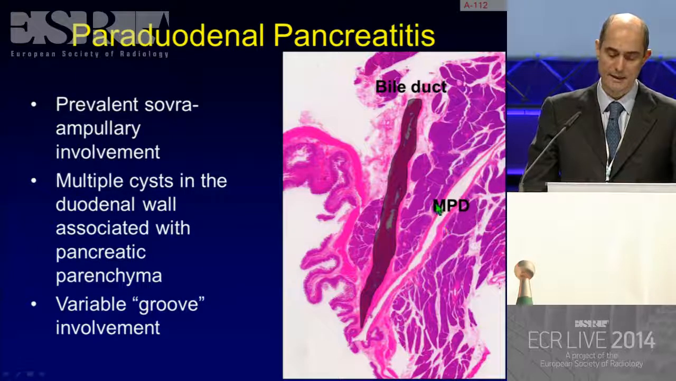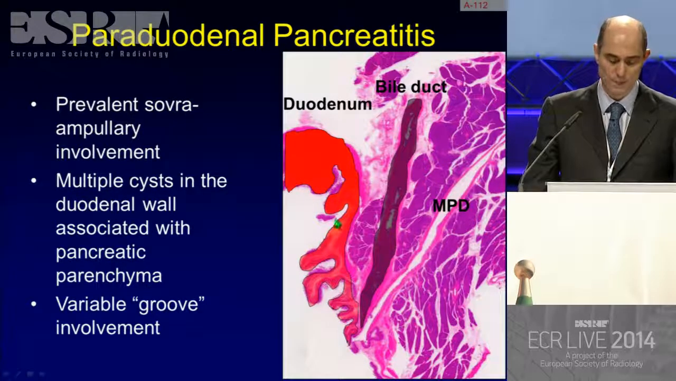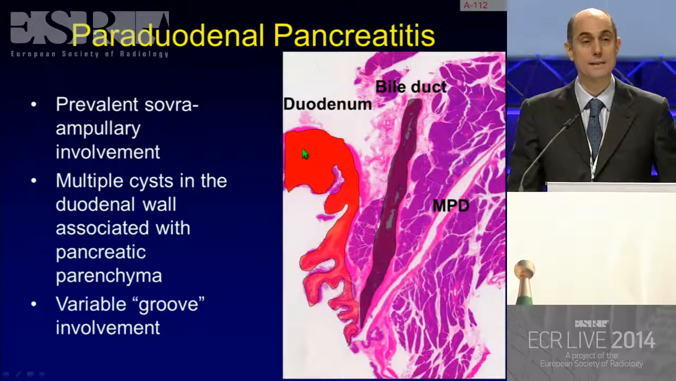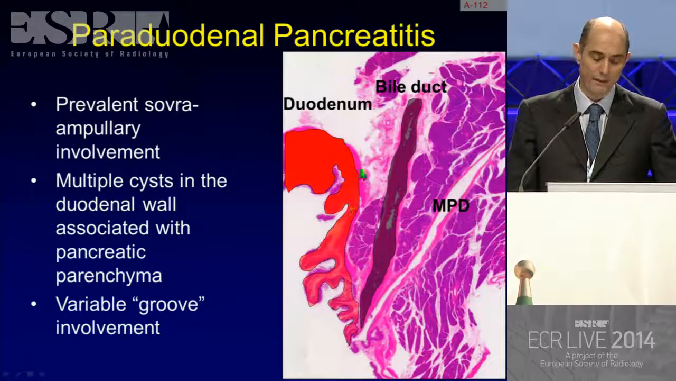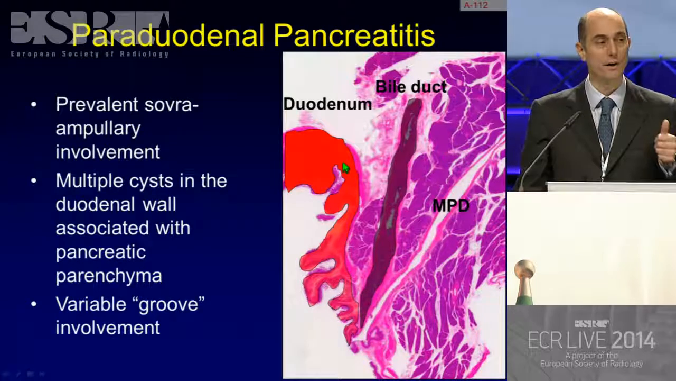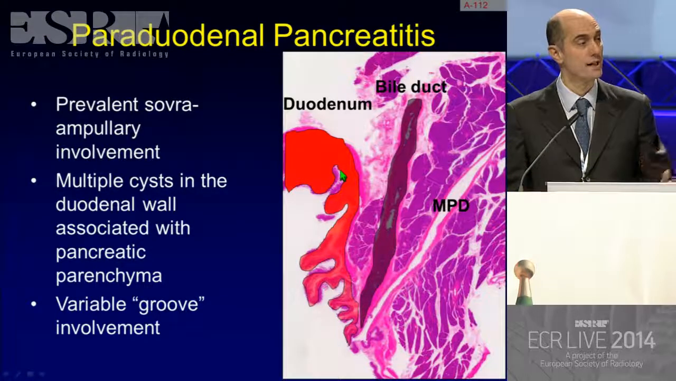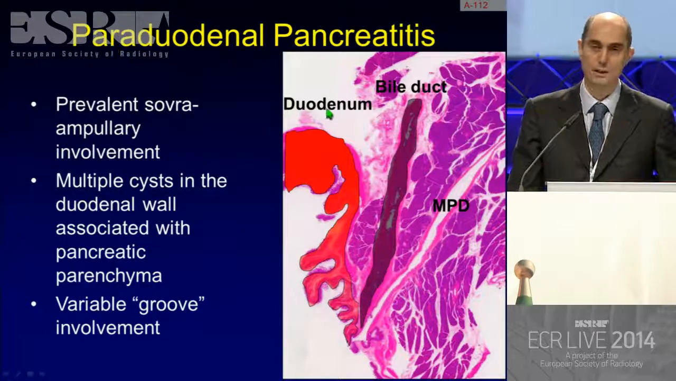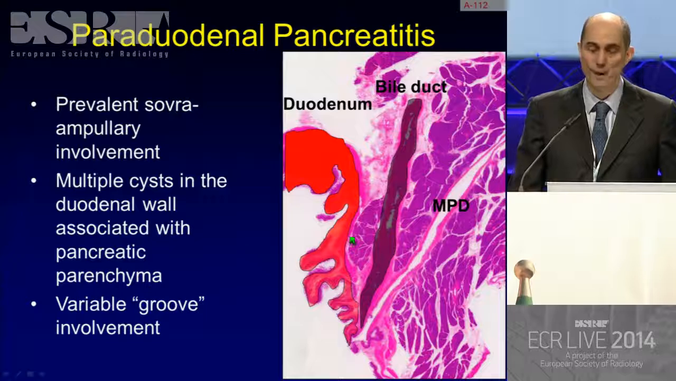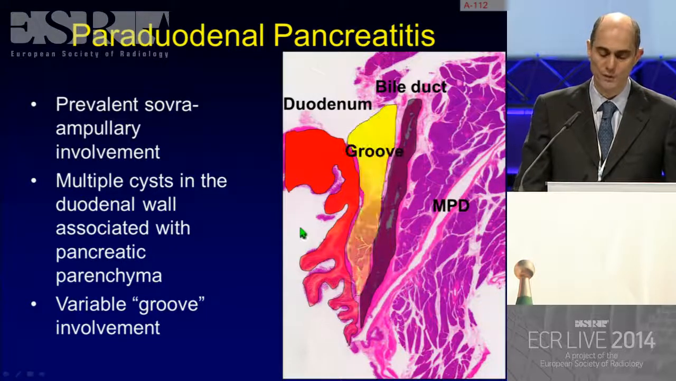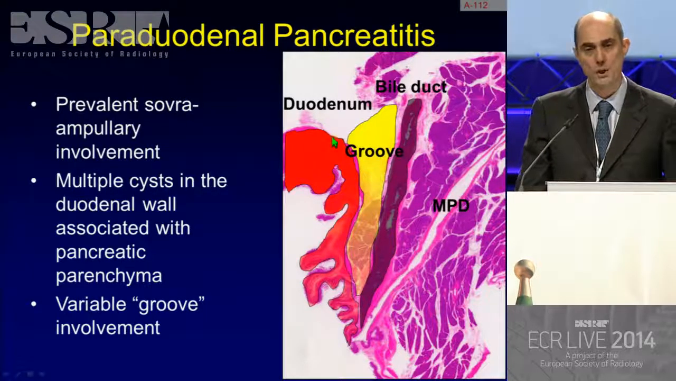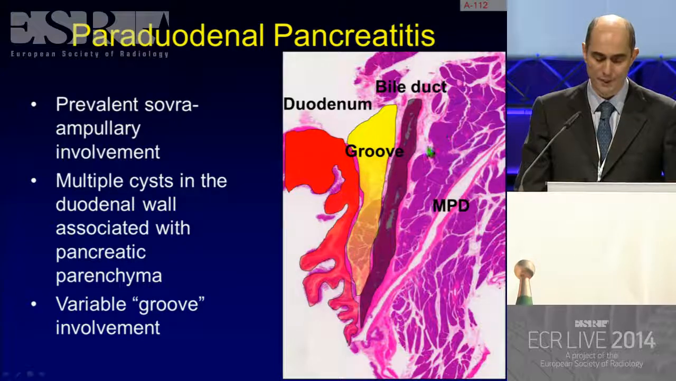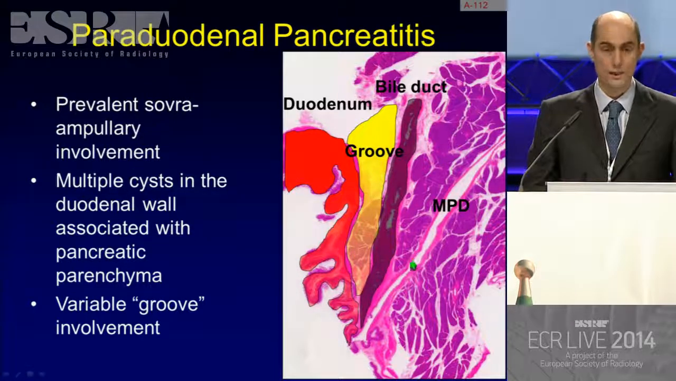And this is a specimen illustrating the duodenum. And normally these cells, the pancreatic cells, are located here in the duodenal wall. And in patients that are smokers and drinkers, they undergo inflammation and may cause paraduodenal pancreatitis. And this form may have involvement of the groove. The groove is this portion between the pancreatic parenchyma and the duodenum.